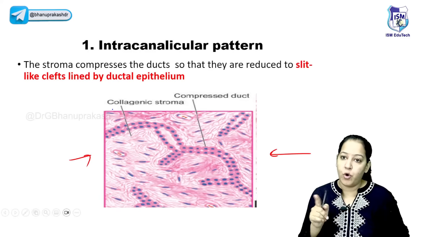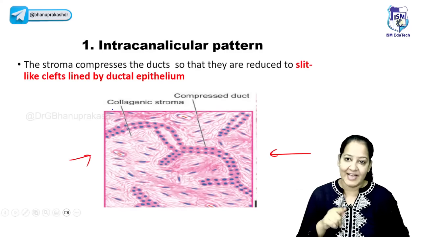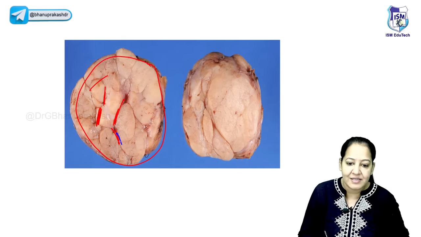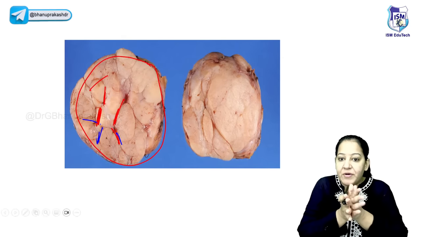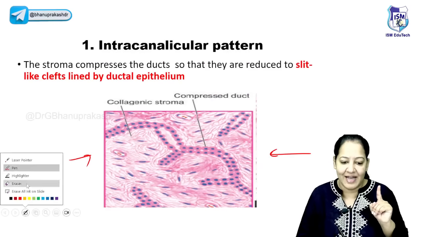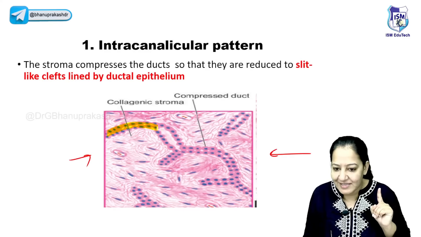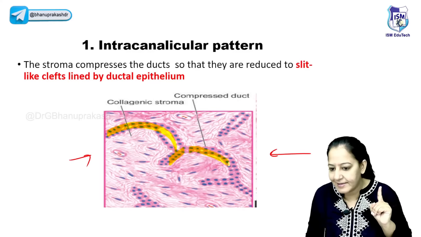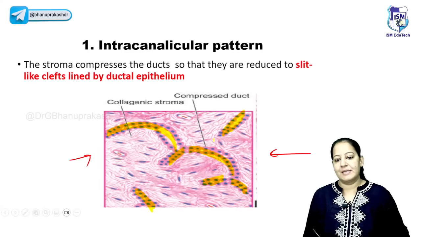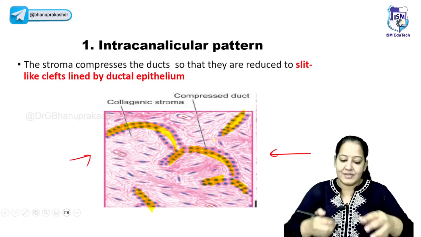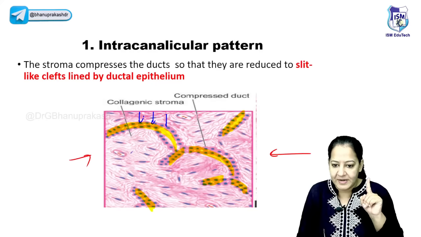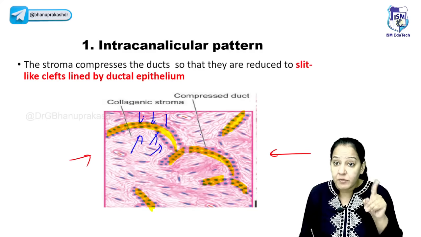Now, I hope you got it why we see the slit-like spaces in gross also. So in gross also, we have the slit-like spaces. You can appreciate the slit. These are the glands which get compressed by the surrounding stroma. And in the microscopy also, I can see the slit-like spaces. I want you to appreciate the slit. This is a slit. This is a slit. All these are the slits I'm highlighting. And see the background that is compressing the slit. From all sides, the compression is there. You can see they all are compressing. So abundant stroma is there.